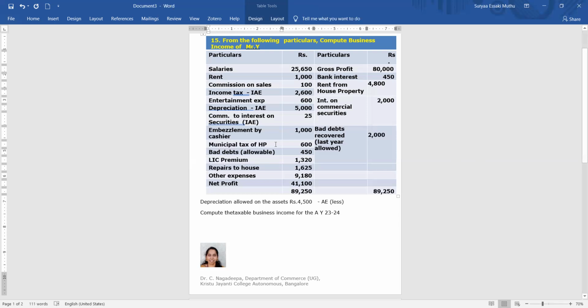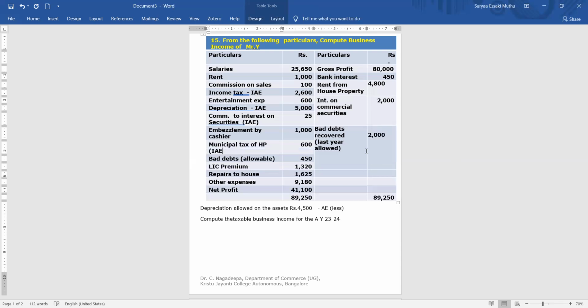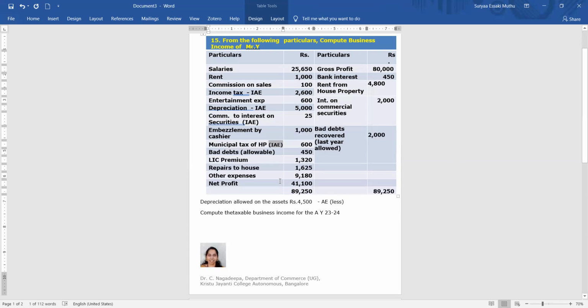We can consider this. Next is income tax of house property. This is for personal purpose, so it is an inadmissible expense. We are not going to consider it. It will be considered as an inadmissible expense.